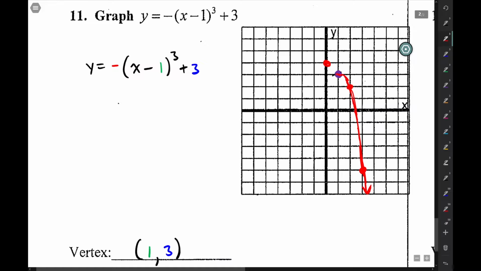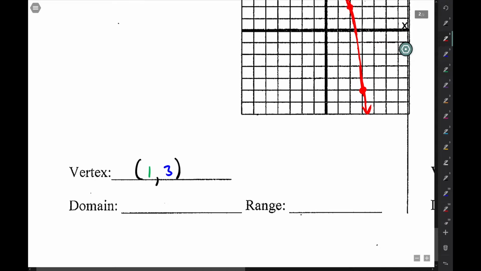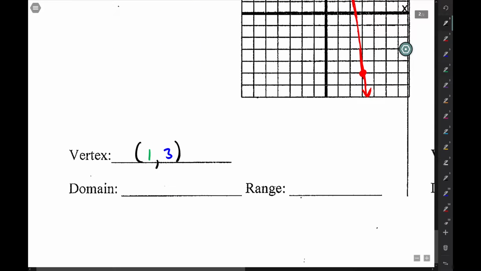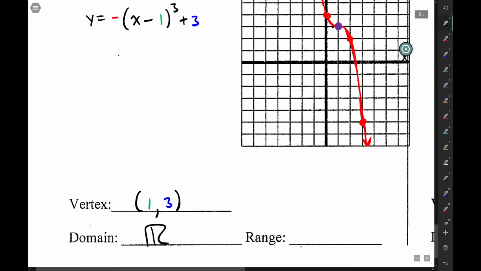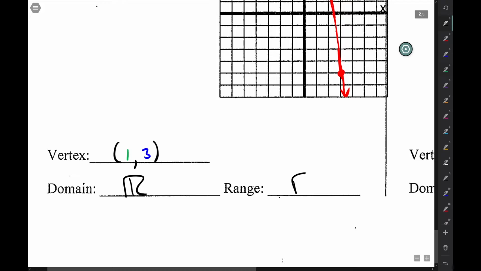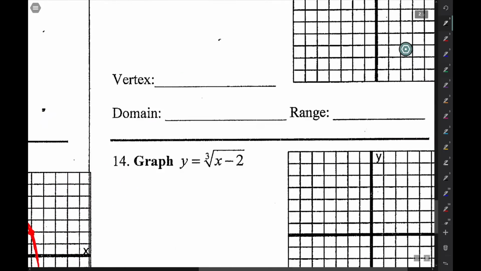Boom. And boom. All right, there we go. And I'm going to keep this nice looking vertex. And it should look roughly like that, and that's fine. That's fine for now. Now we're going to say the domain. Well, it looks like it goes infinitely left, infinitely right. Nothing's stopping it. So we do this fancy R, all real numbers. Range: it seems to go infinitely down and infinitely up. So boom, fancy R. All right.